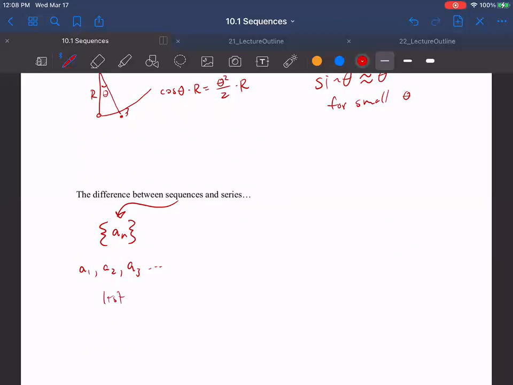A series, on the other hand, is where we're summing the members up. It's like a sequence, but we're adding all of the members together. So it's the sum of all the members, okay, like that. So it'd be A1 plus A2 plus A3 plus so on and so forth. And so you end up with a number or plus or minus infinity when you do that, instead of just a list of things.